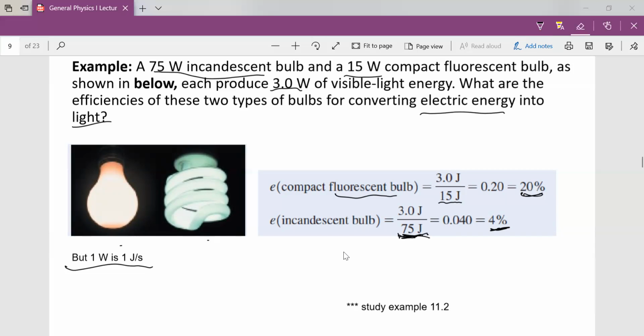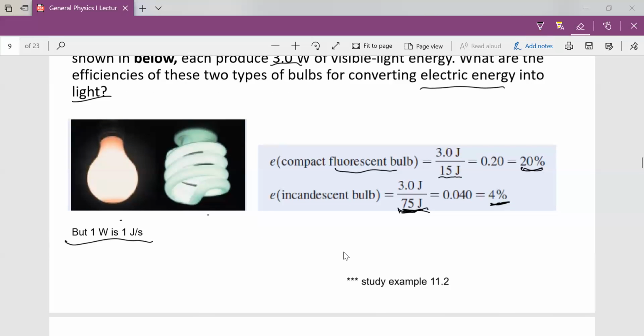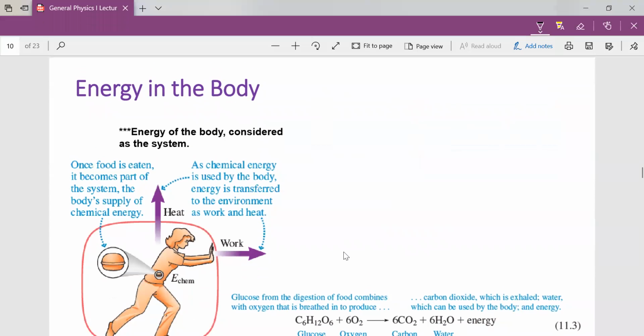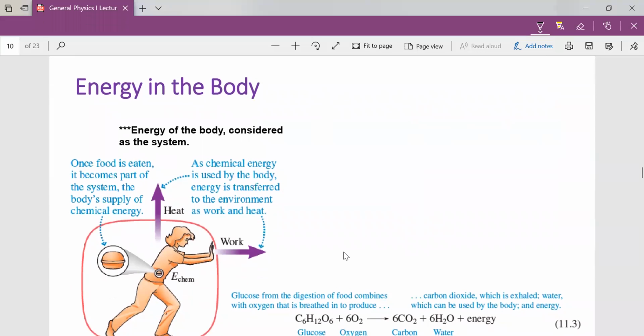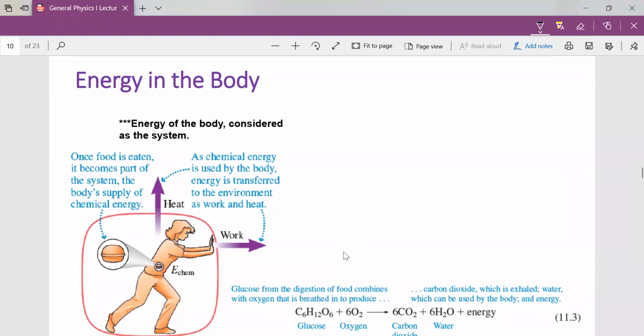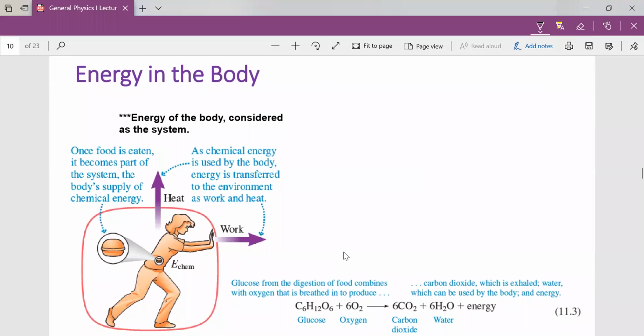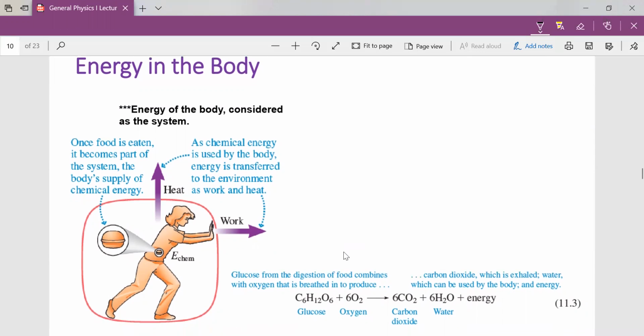All right. So I'll encourage us to also study this example 11.2. Let's move to the second part, which is the energy in our body. How do we use energy in our body? We already established in our previous class that the energy in our body system is actually chemical energy from the food that we eat. So we see the figure here.